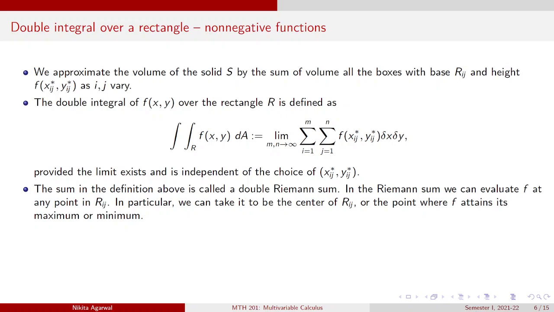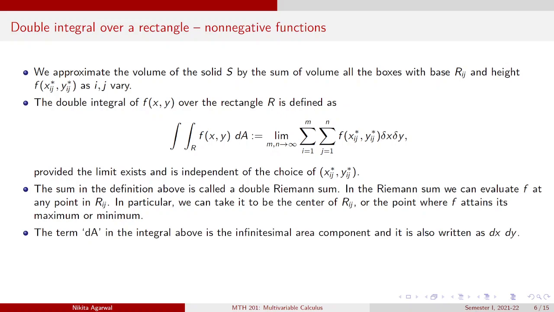Now in the Riemann sum, we can evaluate f at any point in Rij, right? Because the definition is that if this does not depend on the chosen point, then you say it is integrable. So therefore we can choose any point that we wish. If we know that the function is integrable, then we should be able to pick any point, by definition. So in particular, we can take it to be the center of Rij or a point where f attains its maximum or minimum in Rij.